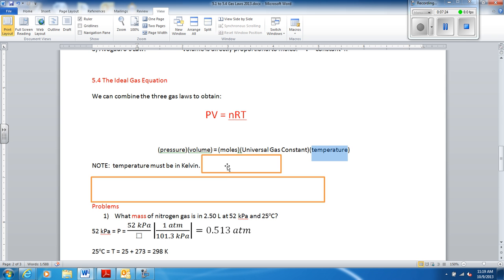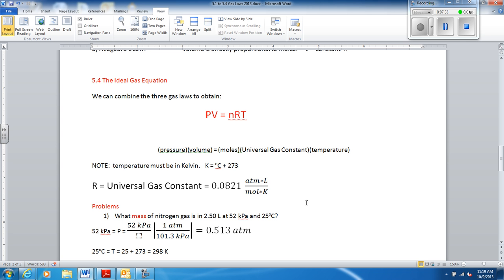Note temperature must be in Kelvin, and I'm having you write this again so you try to memorize that Kelvin is Celsius plus 273. And then the universal gas constant, what is that? It's just a constant. It's got 4 different units in it. When you do problems, you want to write down all your units. These are just units, not numbers, just units.